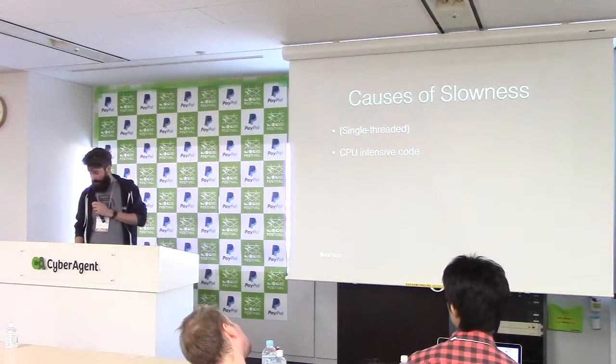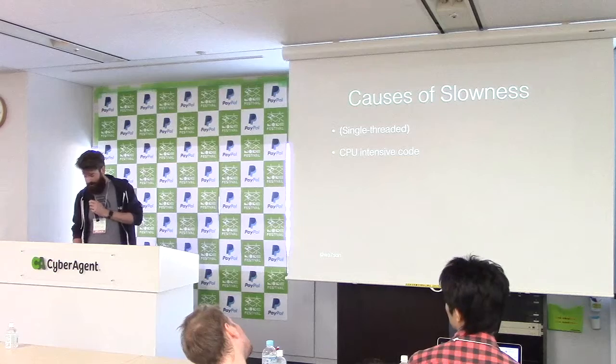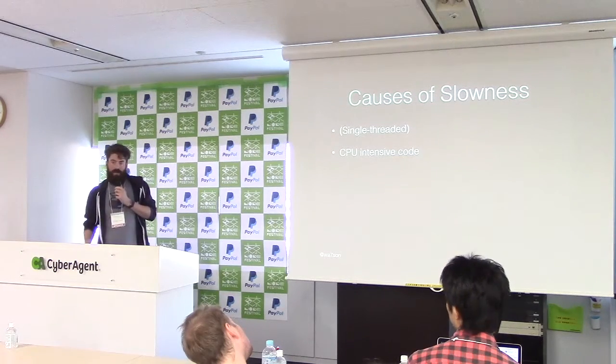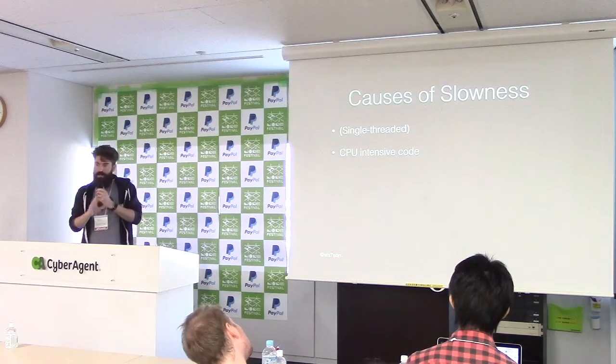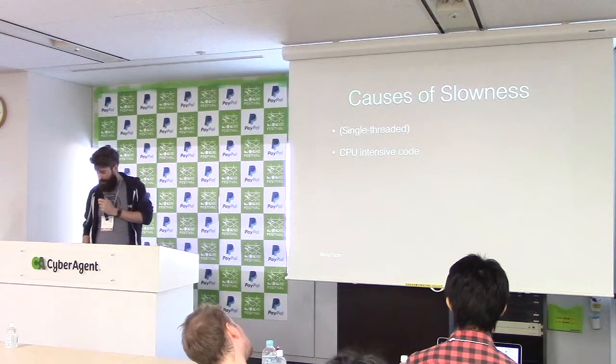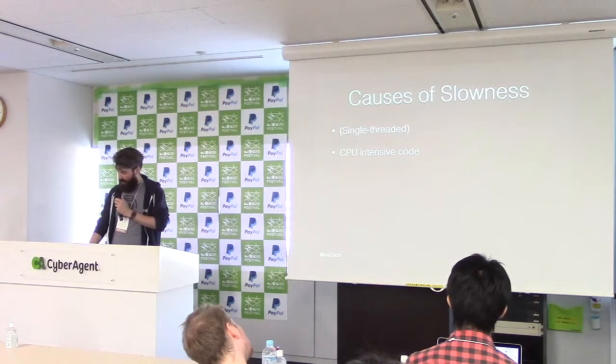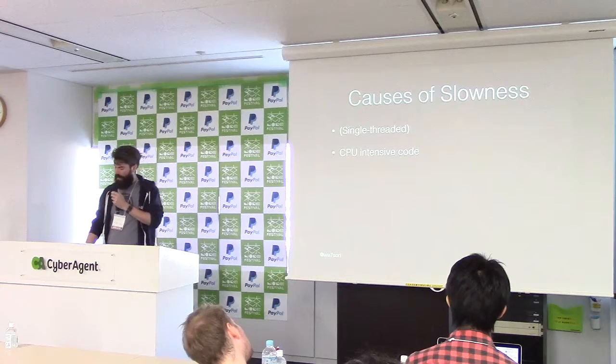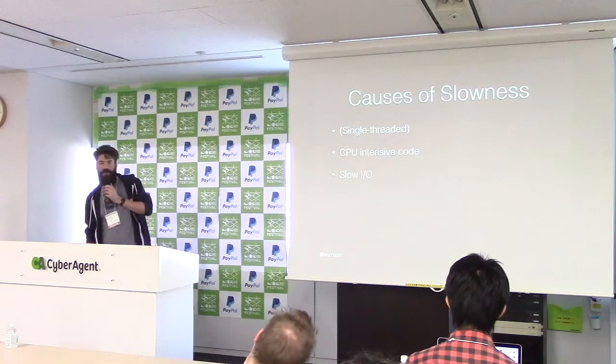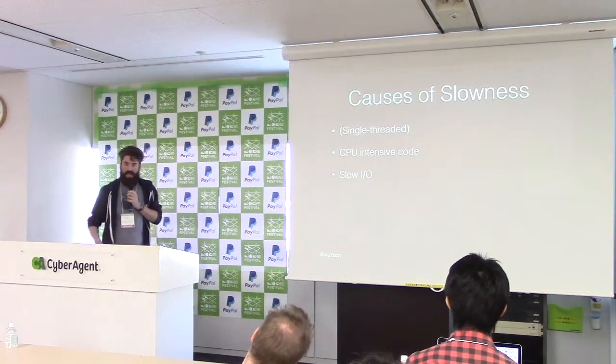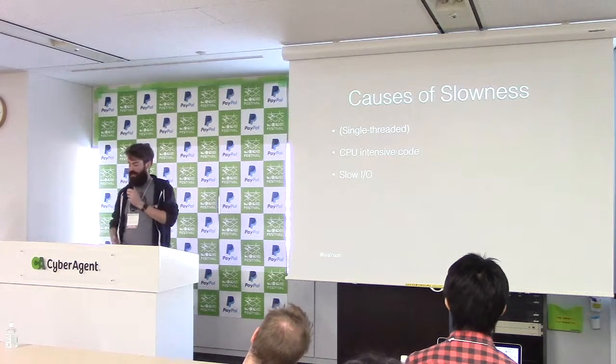So you have your CPU-intensive code. That could be the JSON parse. It could be some crypto stuff you're doing.